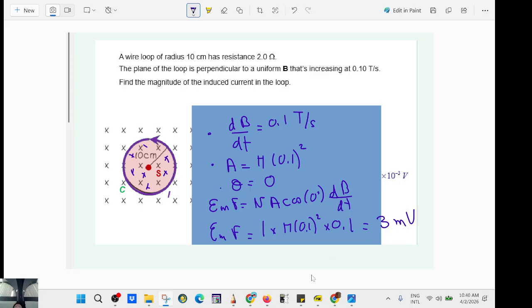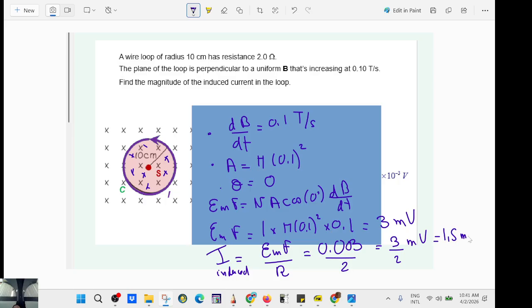And then it's a conductor, so any wire has a resistance R. So I can use Ohm's law to find the current induced. It's going to be the EMF divided by the resistance. You can keep the milli, so that way you're going to have 1.5 milliamps.